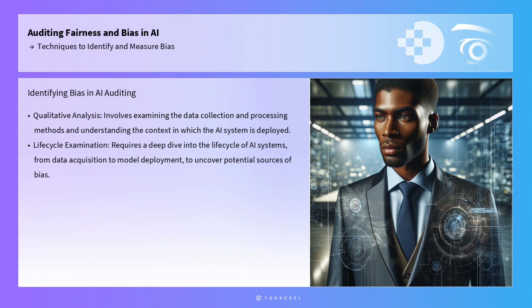To effectively identify bias, AI auditors must utilize a combination of qualitative and quantitative methods. Qualitative analysis involves examining the data collection and processing methods, understanding the context in which the AI system is deployed, and reviewing the decision-making processes involved in algorithm development. This approach requires a deep dive into the life cycle of AI systems, from data acquisition to model deployment, to uncover potential sources of bias.